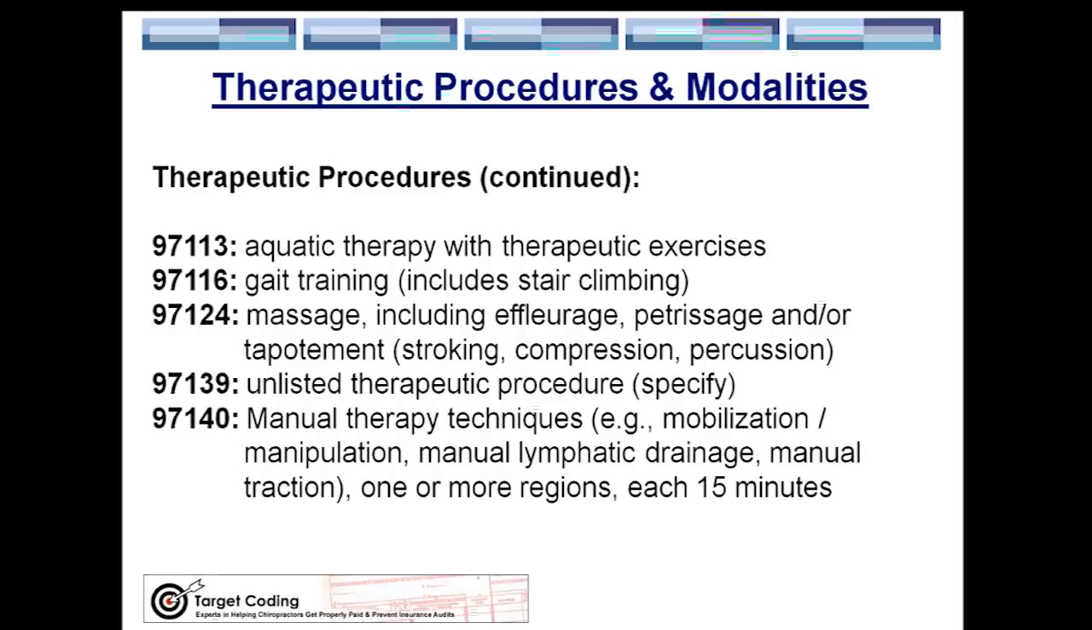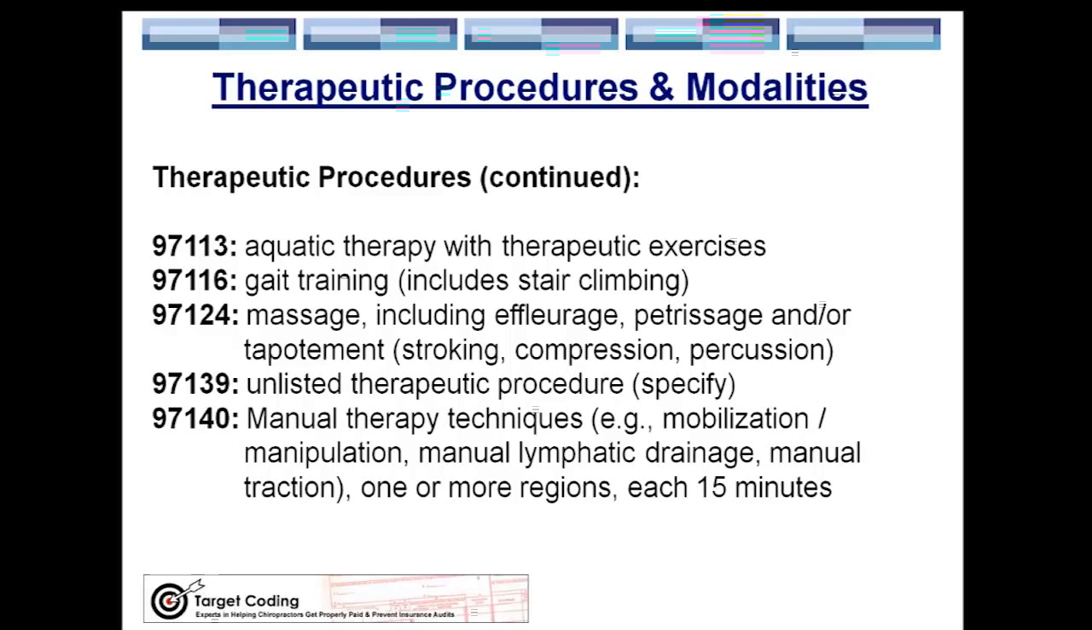So that's massage. Next, 97139, another unlisted procedure code that you might have to use if you're performing a service that doesn't have a specific code. And just a little heads up, when it comes to CPT coding, you can't just approximate or think that it's probably the right code. You have to pick a specific code for the service you are rendering. You can't merely approximate. Now, if you cannot find a specific CPT code for the procedure you're performing, that's when you have to use an unlisted or an unspecified code.